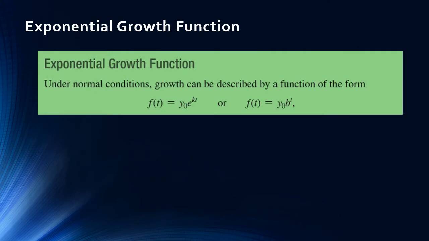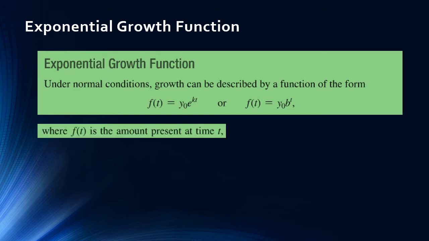The exponential growth function. Under normal conditions, growth can be described by a function of the form f(t) = y₀ e^(kt), where e is Euler's constant, or f(t) = y₀ · b^t.